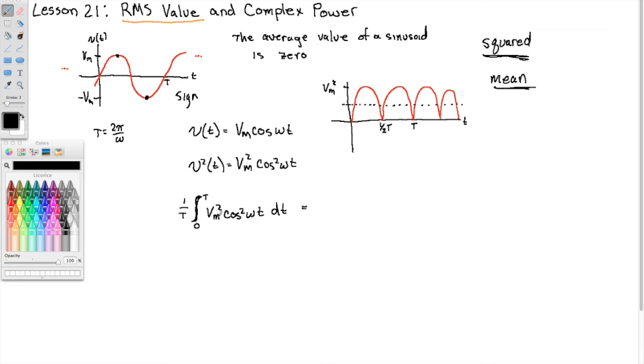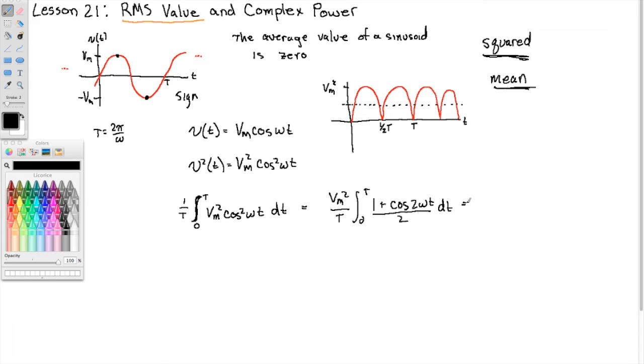Alright, so what we need to do here is bring out the Vm squared. Okay, that's a constant. And then we're going to apply a power reducing formula from trig. So the cosine squared of omega t, that is 1 plus cosine of twice omega t over 2, dt.